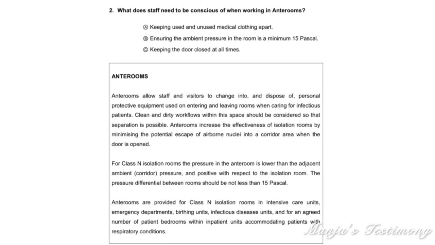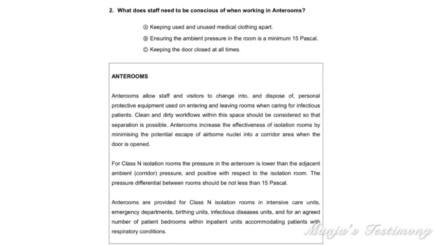I have to explain something about the pressure in the anteroom. Then only you can understand clearly what it is. I know that the sentence is very clear that the pressure difference between rooms should not be less than 15 Pascal. So what does it mean? That means there are pressure differences in the rooms, I mean the anterooms, the isolation room and the outside corridor. But the difference between these pressures in the rooms should not be less than 15 Pascal.